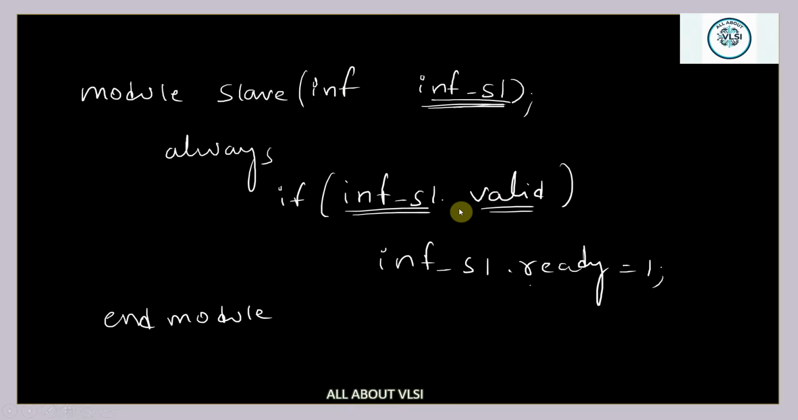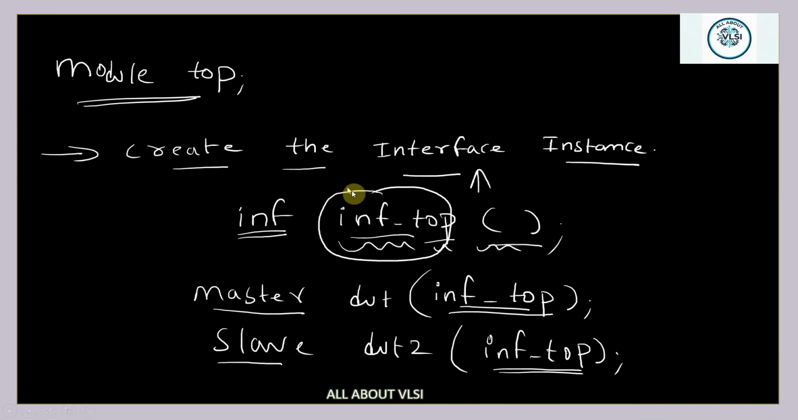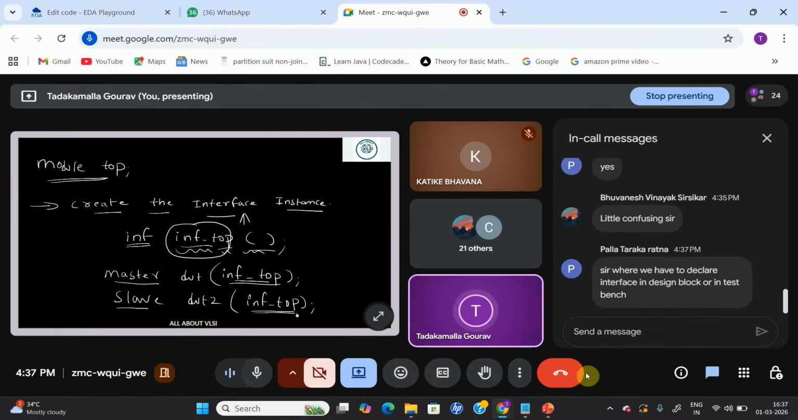Before you use your interface, you need to create the instance of your interface. You are going to do that in the top module. How to create the instance of your interface? Using the interface name followed by the handle name followed by empty brackets. This will create the instance of your interface. Whatever instance you have created, you need to pass to your master, and you need to pass it to your slave. That's it. Is it clear, guys?